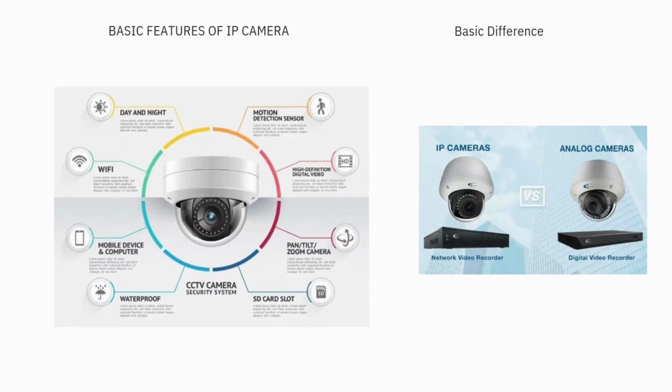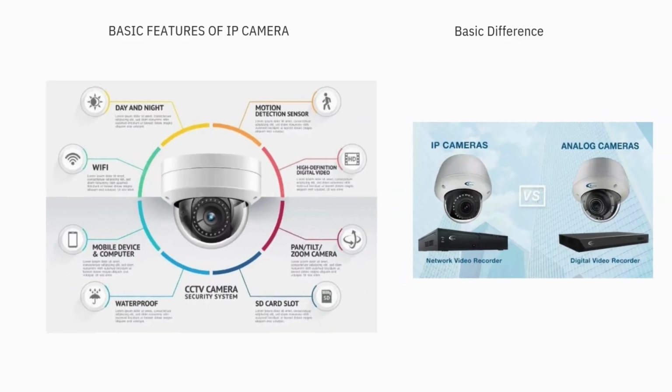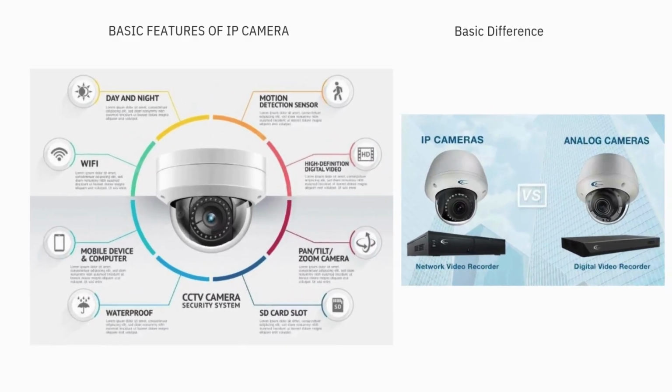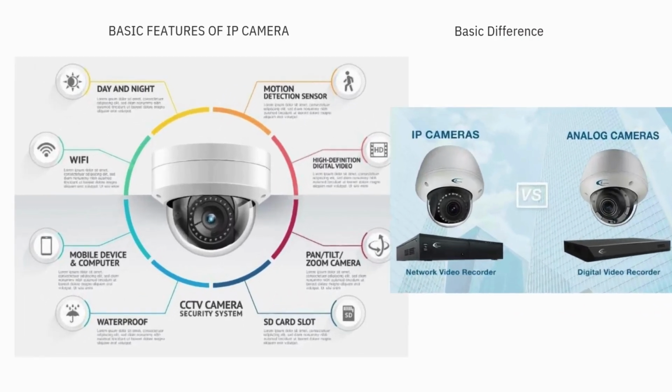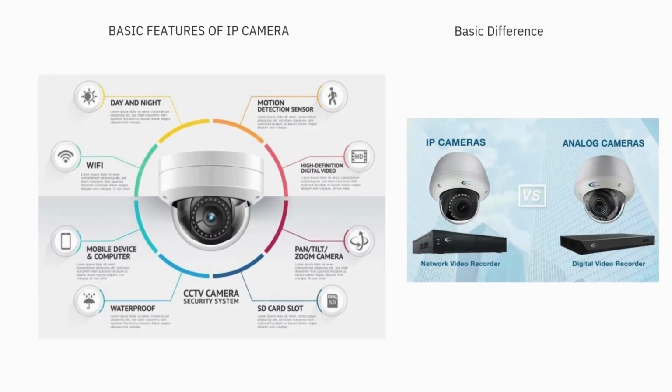Okay, let's go straight into it. So let's look at the features of IP cameras. Number 1, we say day and night. Day and night means that they can capture video in day and night. They have Wi-Fi features, but it's optional.